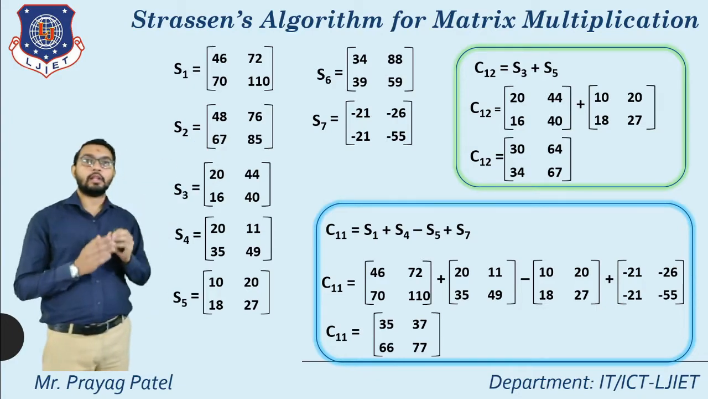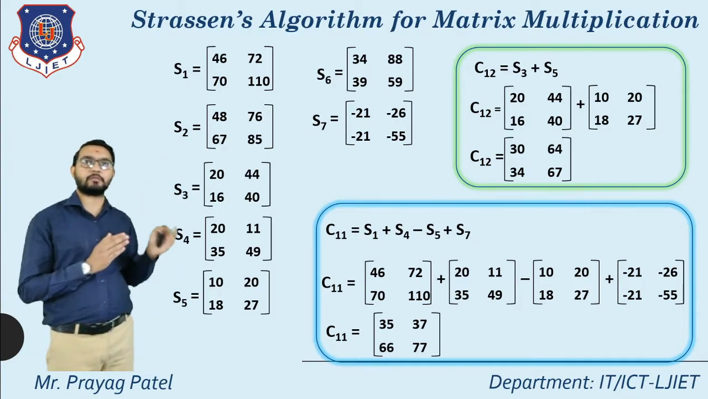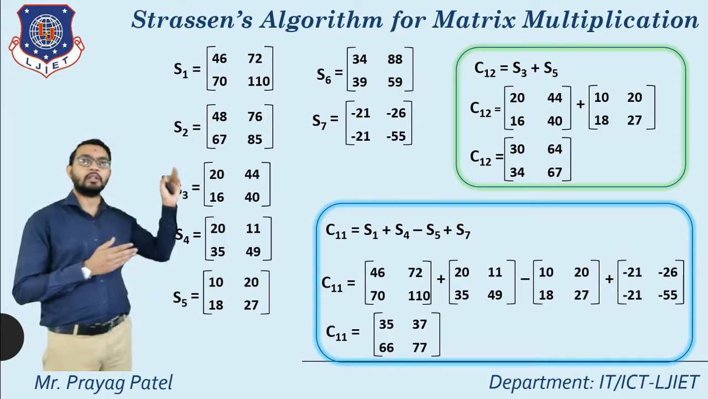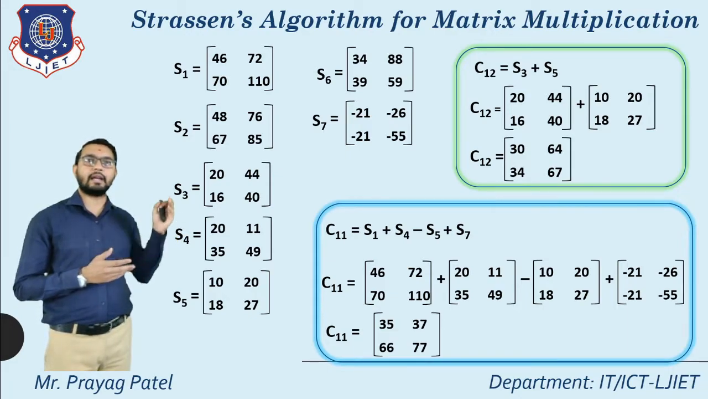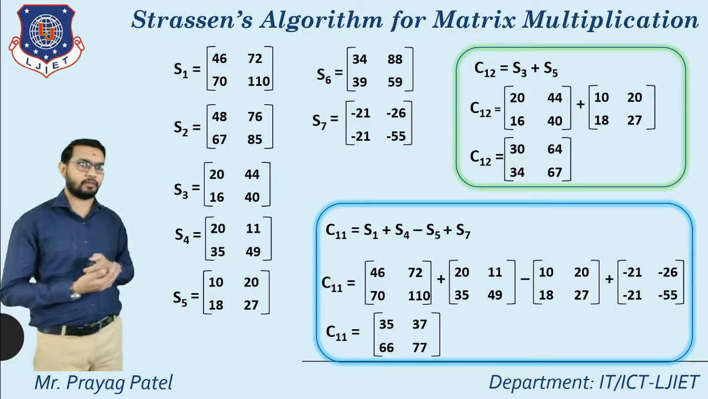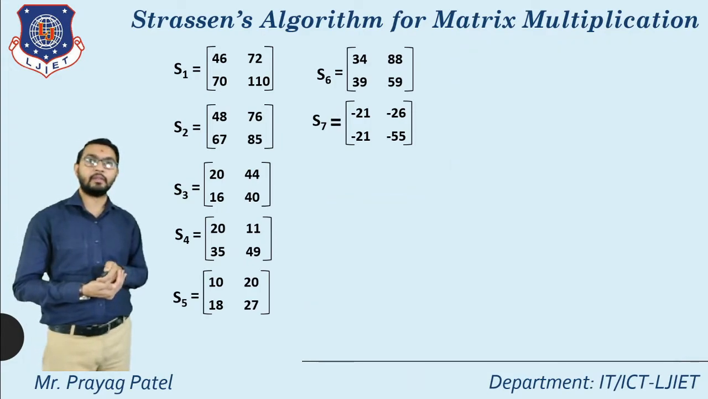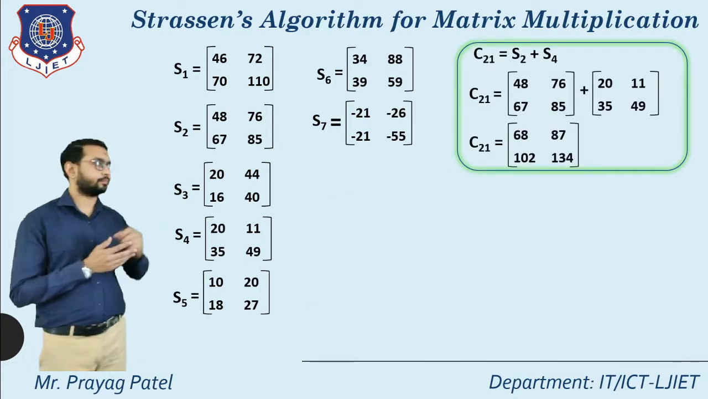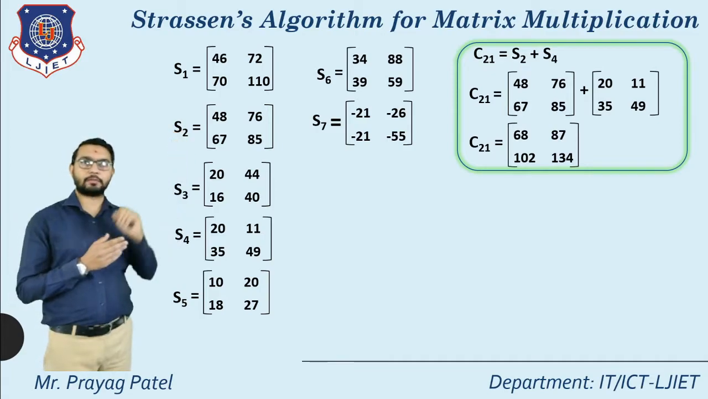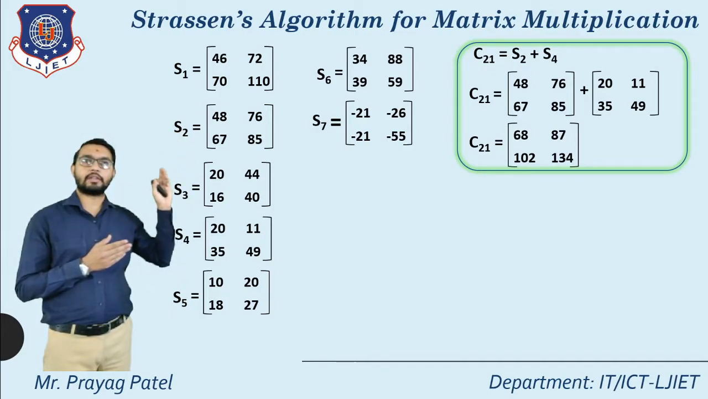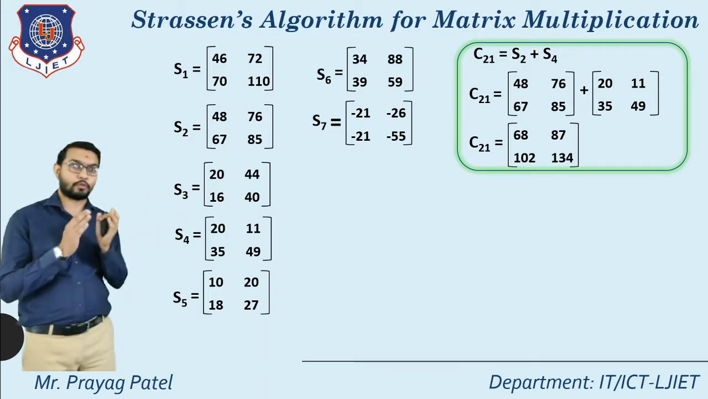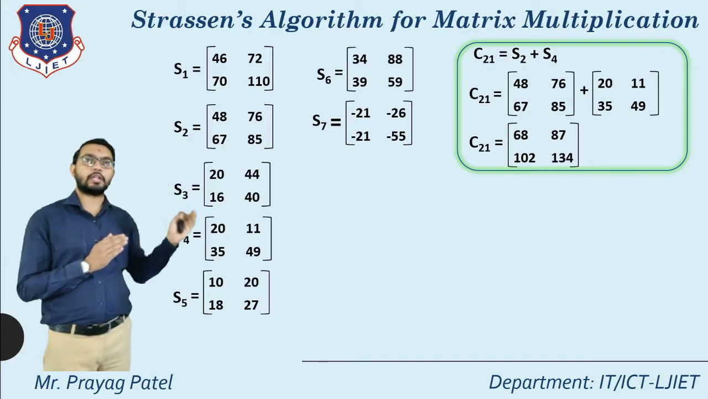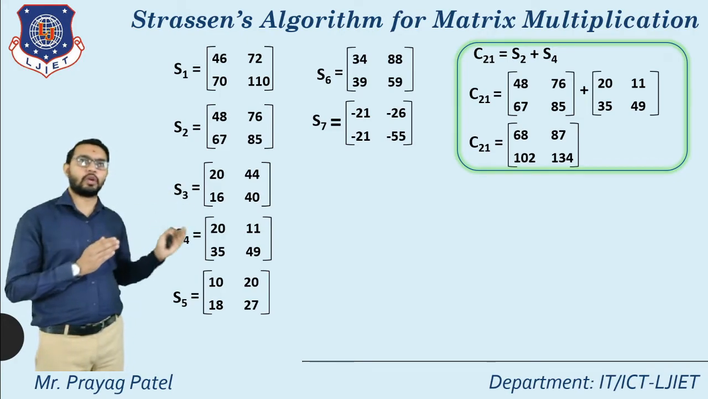Now for C12, S3 plus S5. So S3 and S5 are both considered as 2 cross 2 matrices: 20, 44, 16, 40 and 10, 20, 18, 27. Addition of these two matrices gives 30, 64, 34, 67. Now the next value is C21, equal to S2 plus S4. So 48, 76, 67, 85 plus 20, 11, 35, 49. So the final answer of C21 equals 68, 87, 102, 134.